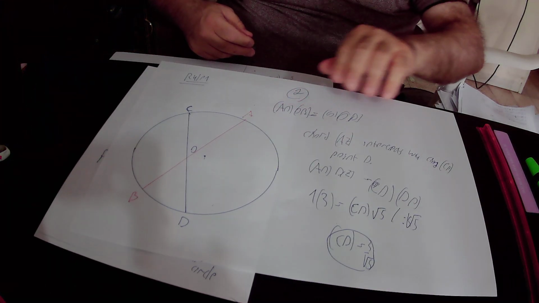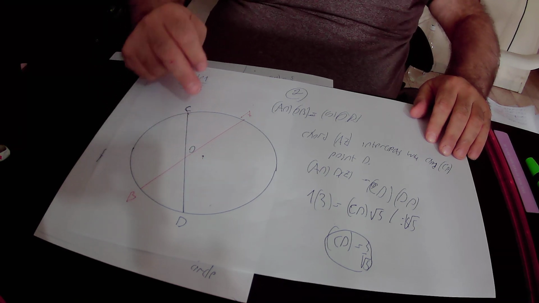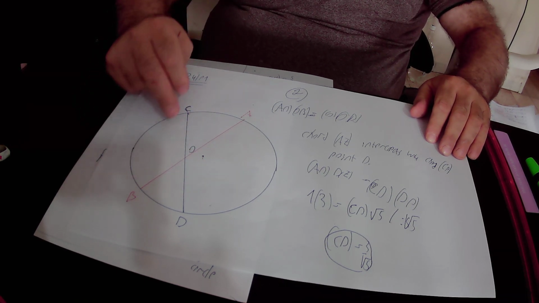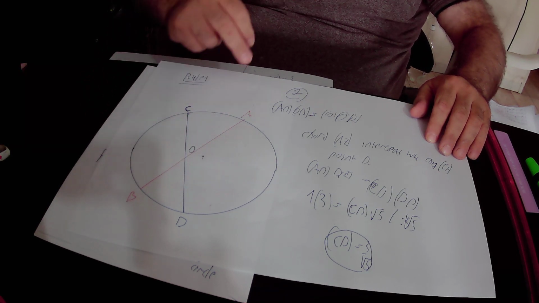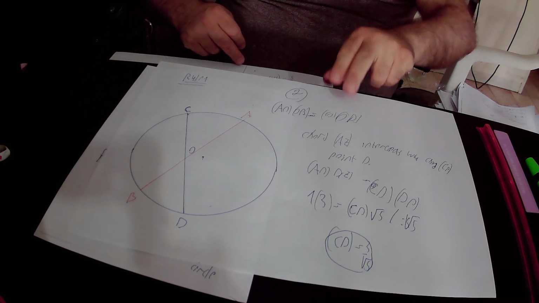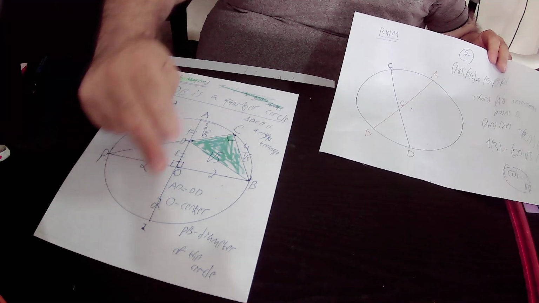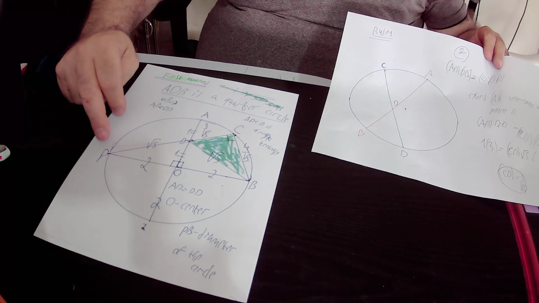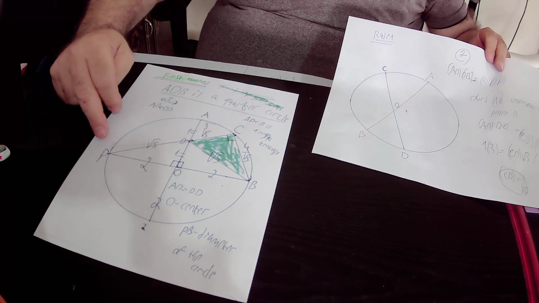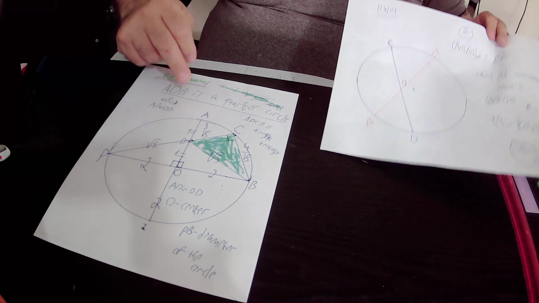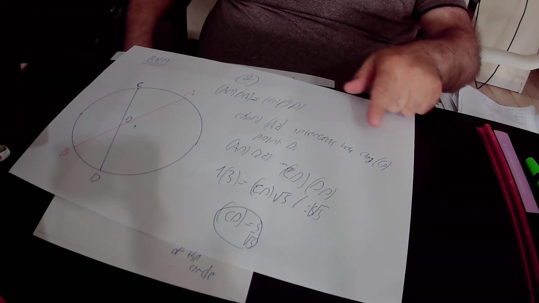According to rule number 1, if chord AB intersects with chord CD at point O, then AO times OB equals CO times OD. In our drawing, we have chord AZ that intersects with chord CP at point D.